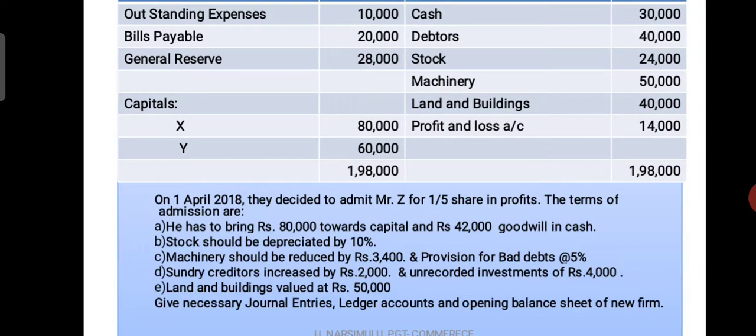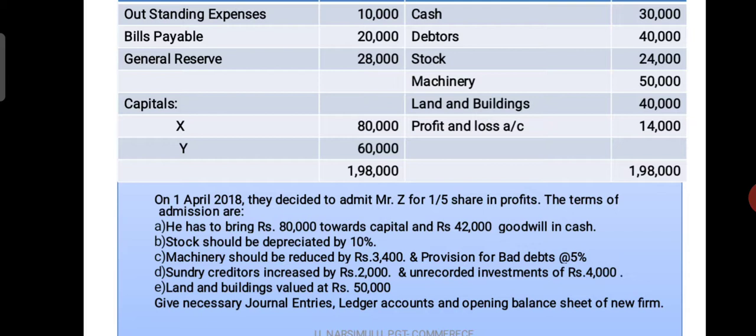On 1st April 2018, they decided to admit Mr. Z for 1/5 share in profits. The terms of admission are: he has to bring rupees 80,000 towards capital and 42,000 goodwill in cash. Stock should be depreciated by 10%. Machinery should be reduced by rupees 3,400, and provide a provision for bad debts at the rate of 5% on debtors.